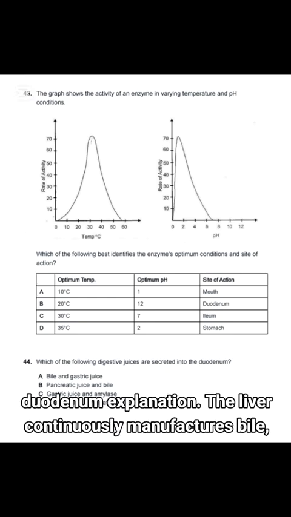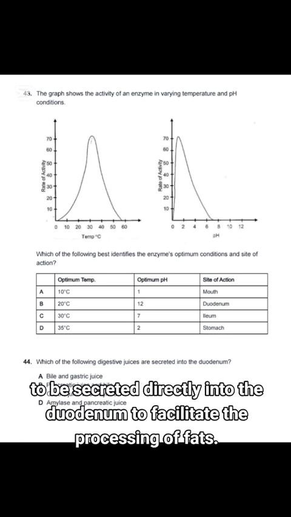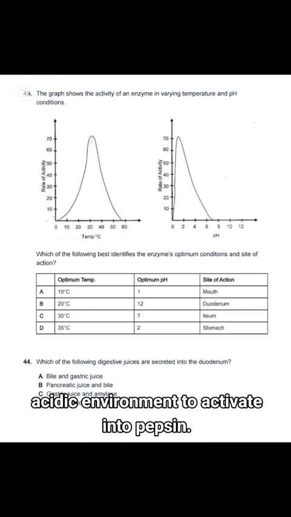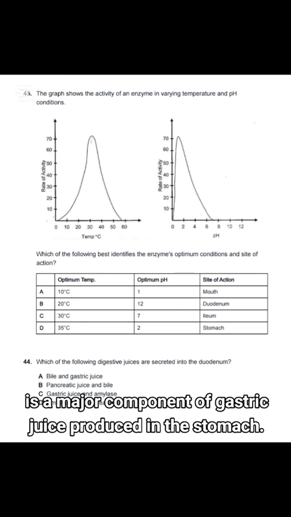Question 43. Answer: A. Duodenum. Explanation: the liver continuously manufactures bile, which travels down the hepatic and common bile ducts to be secreted directly into the duodenum to facilitate the processing of fats. Question 44. Answer: B. Gastric juice. Explanation: pepsinogen is an inactive enzyme that requires an extremely low pH, acidic environment, to activate into pepsin. Hydrochloric acid, HCl, which provides this specific environment, is a major component of gastric juice produced in the stomach.